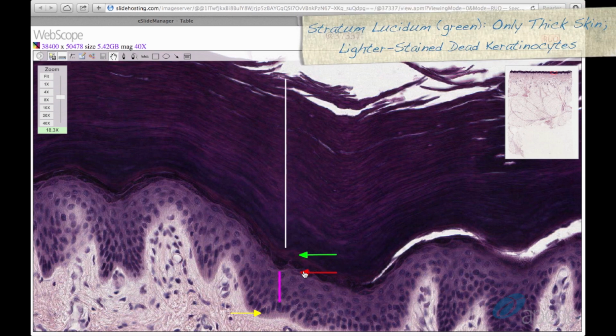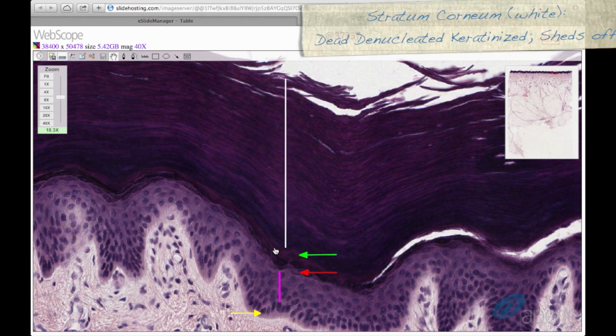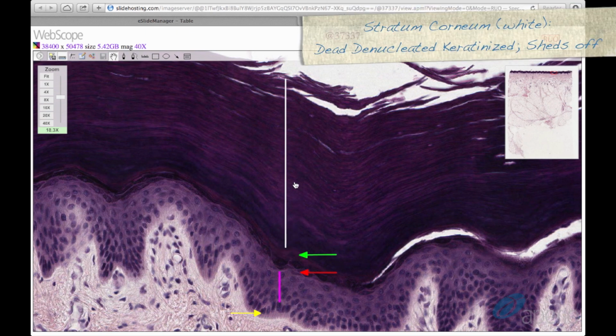The stratum lucidum, indicated by the green arrow, is the next layer and is only present in thick skin. It is characterized by the thin, lighter staining layer of the epidermis composed of dead keratinocytes. The most superficial layer is the stratum corneum, which is seen spanned by the white line. It is characteristically thick in the thick skin and is composed of dead, denucleated, keratinized epithelial cells that shed once they reach their most superficial layer.